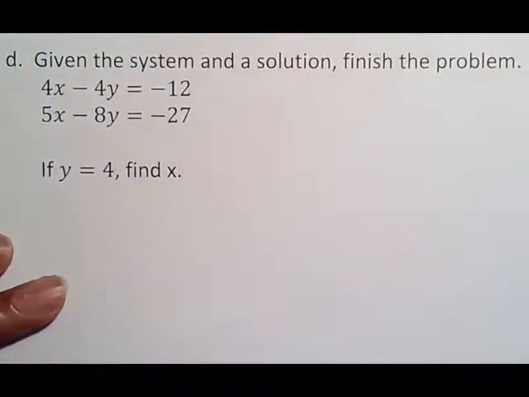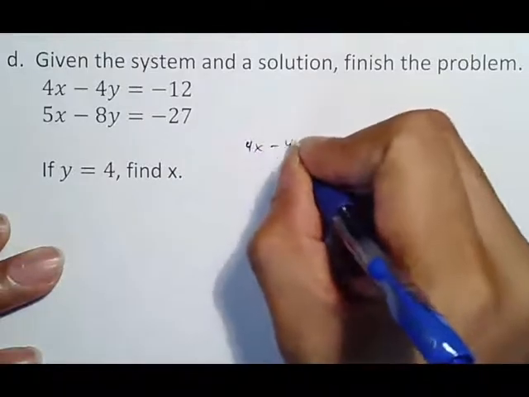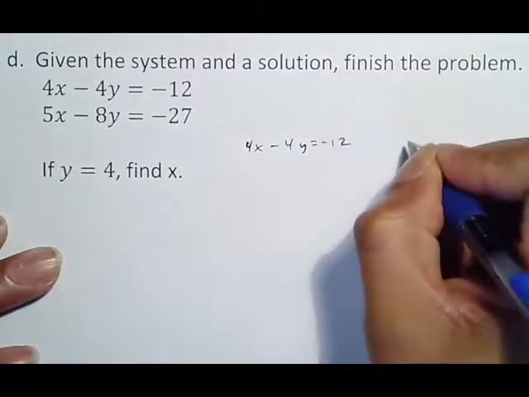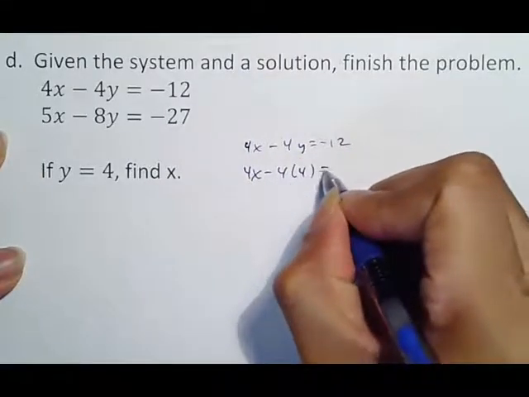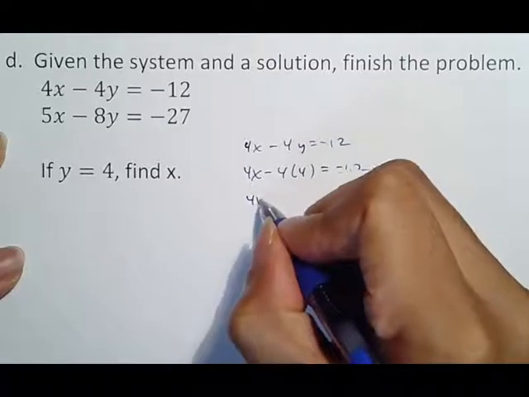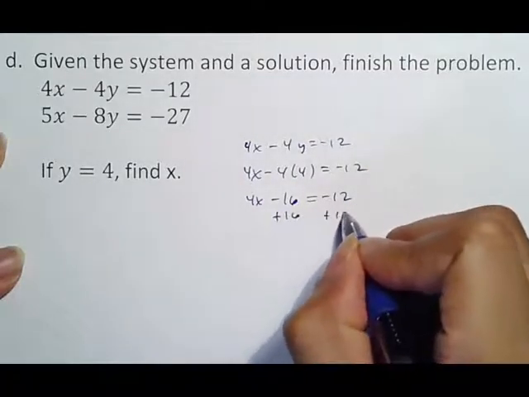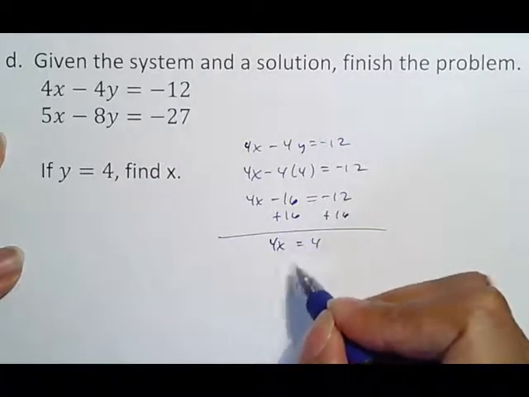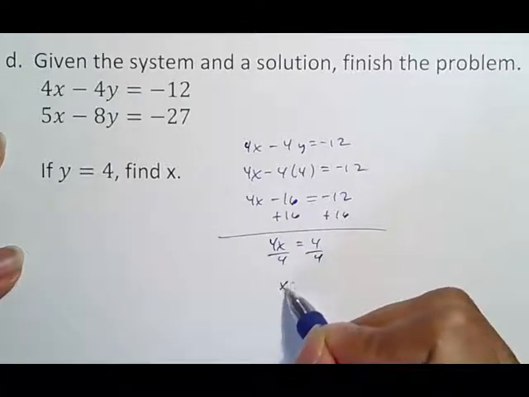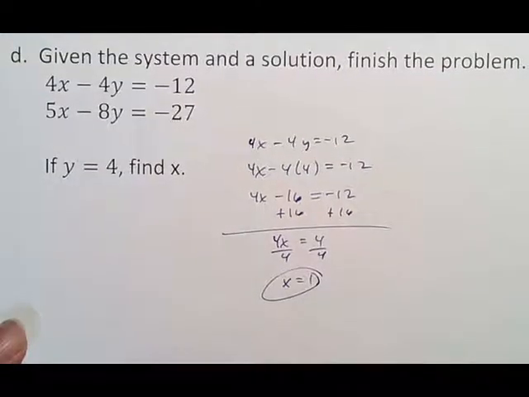So I'll work this one out like I normally would, which is if y equals 4, find x. I usually just pick the top equation in general. And so I'm going to turn my y into a 4. So that's 4x minus 16 equals negative 12. That means I want to add 16 to both sides. Again, using your calculator, you should be able to find out that this is 4, which means that you then divide by 4, which means that x is 1, and you're done. Again, I don't need the second part. Once I get 1, type it in, get your answer, and that is it.